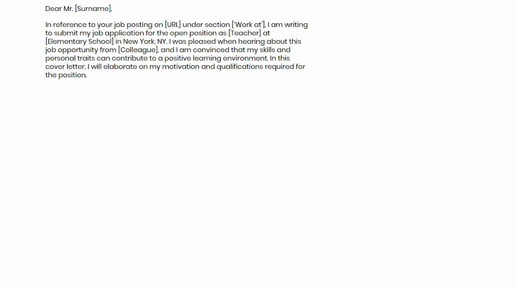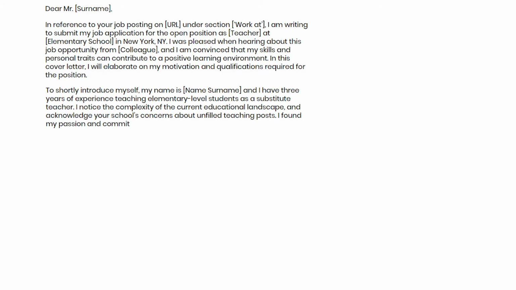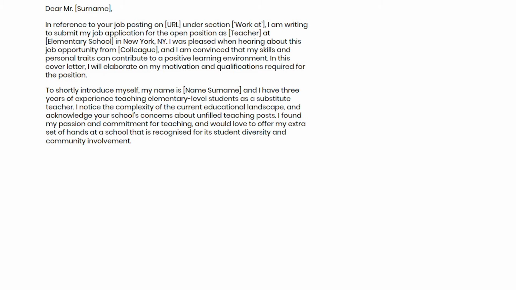In the second paragraph, I shortly introduce myself followed by my motivation for the job opportunity. So I inform the reader about what triggered me to work as a teacher and why I specifically want to work at their elementary school. I also show some empathy by acknowledging their concerns, and I also evoke emotion by saying that I recognize their great reputation. So in this paragraph, I want to show the reader that I did my research and am specifically interested in what they offer.